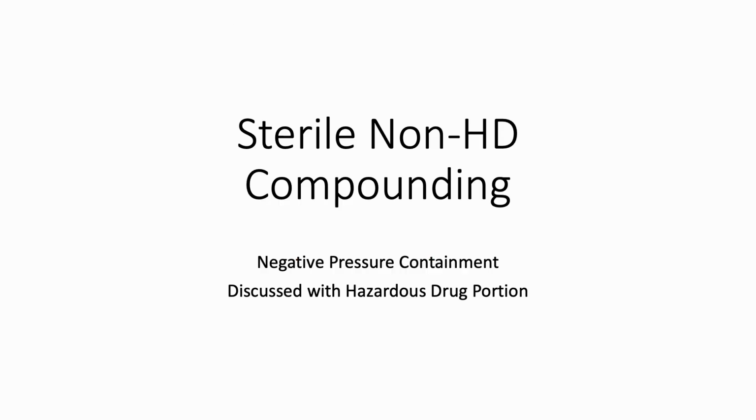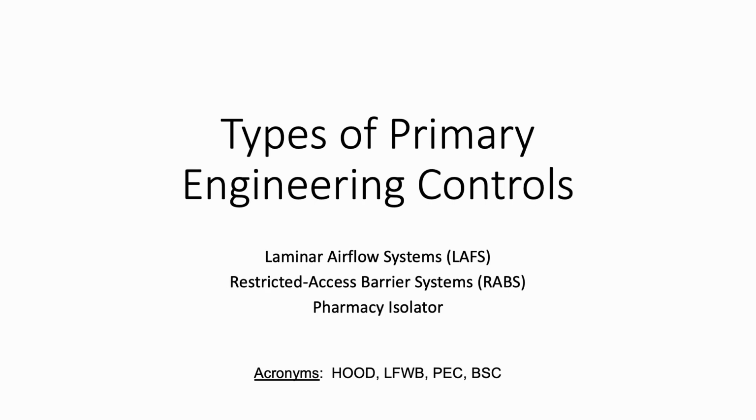Now let's talk about actually sterile compounding. Later in this presentation, we'll address negative pressure containment and compounding of hazardous drugs. There are several types of primary engineering controls where we actually compound these sterile preparations. They're known as laminar airflow systems, or LAFSs, restricted access barrier systems, or RABs, also known as glove boxes, and pharmacy isolators. A primary engineering control is also known as a PEC, and this is the hood where you compound.